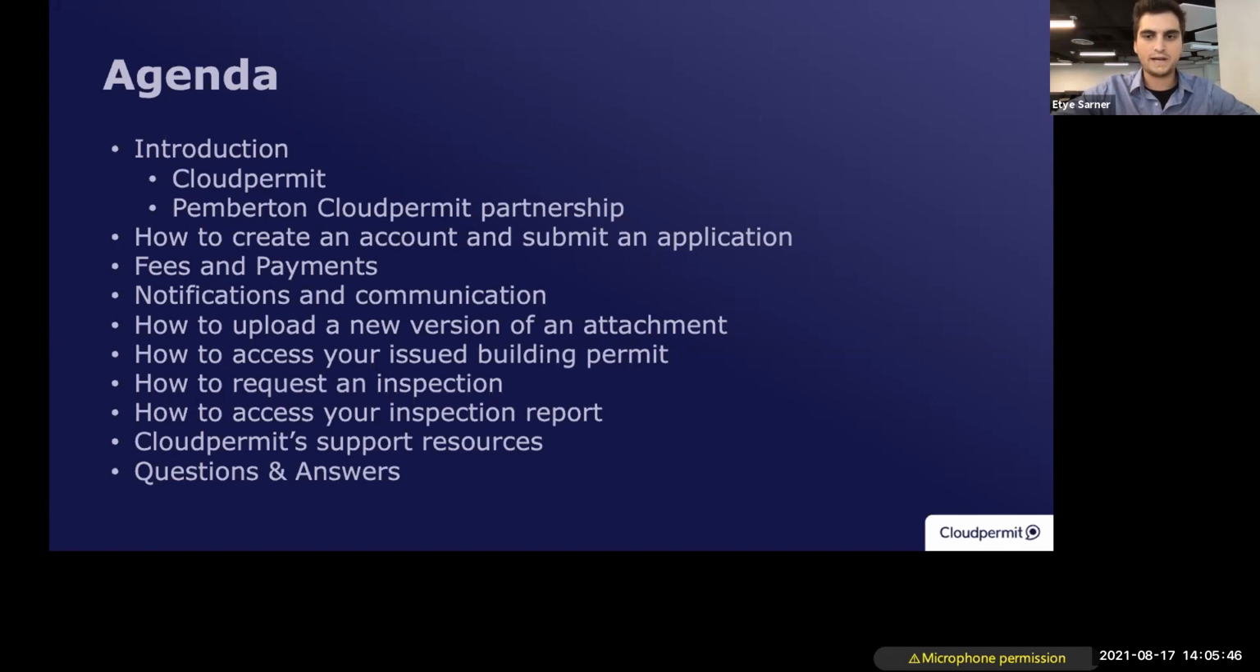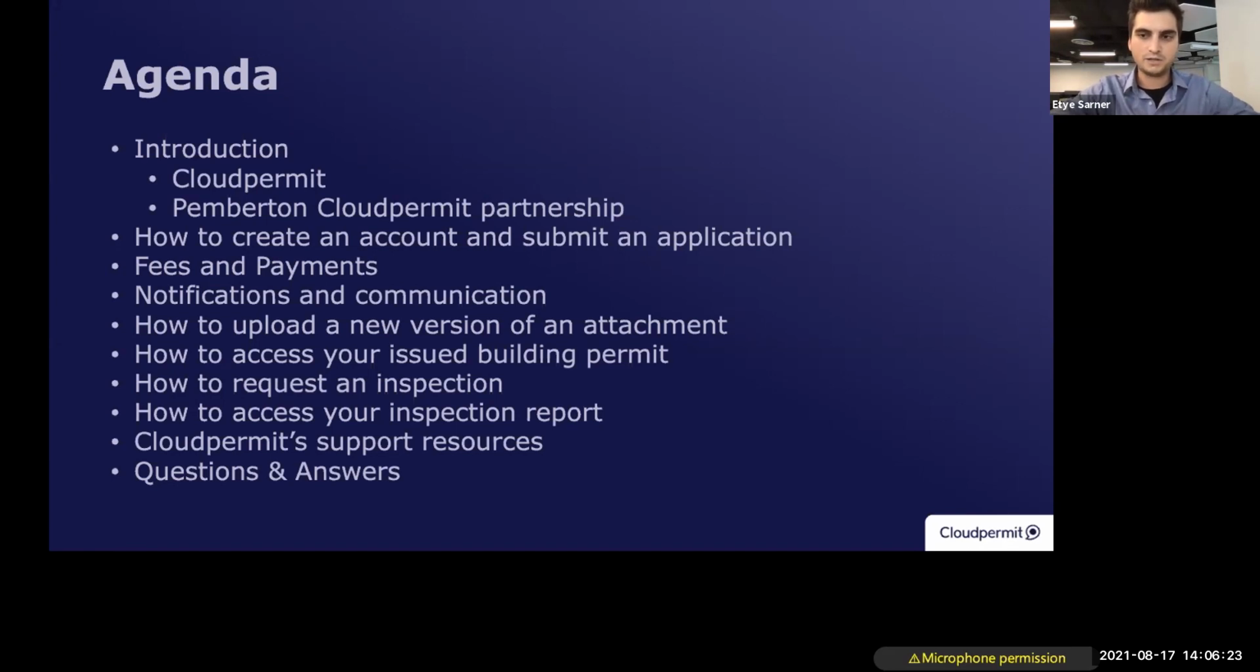Then we'll talk about how to upload a new version of an attachment. Say Nikki or Chris or anyone else at the village does a review of your application and requests some changes on a specific drawing or plan. We'll talk about how you can upload that new version to them. After that, once the review happens on your application, eventually a permit is issued. Within Cloud Permit, that permit is a digital PDF permit. So we'll talk about how you can access it, how you can download it, and I'll show you where it's located once it's issued.